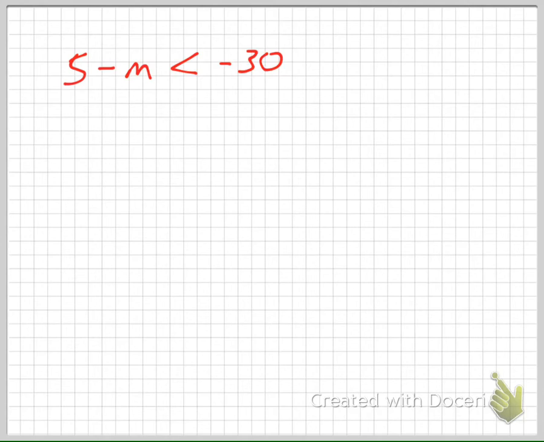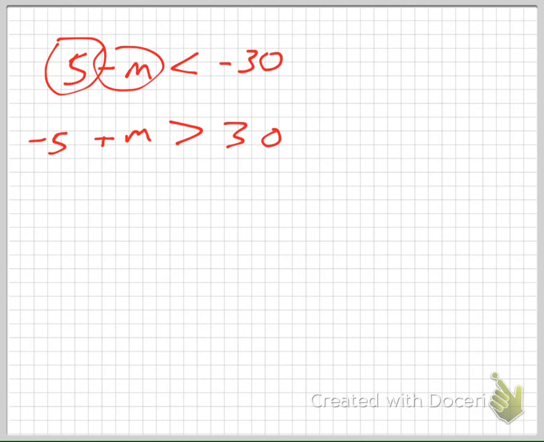Right now, if I wanted to, I can flip every single thing on here and make it go negative 5 plus m is greater than 30. Notice I flipped that to a negative, I flipped that to a positive, I flipped that to a greater than, and I flipped that to a positive. Everything gets flipped. Totally legal. In fact, you can do that anytime you want to for any reason whatsoever.